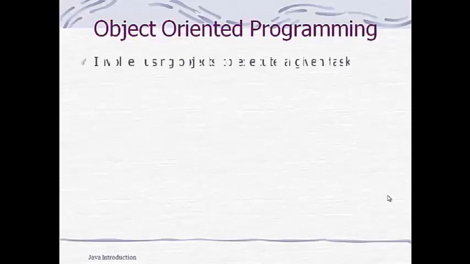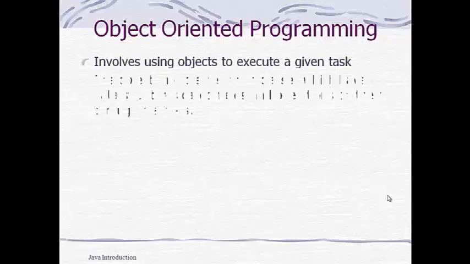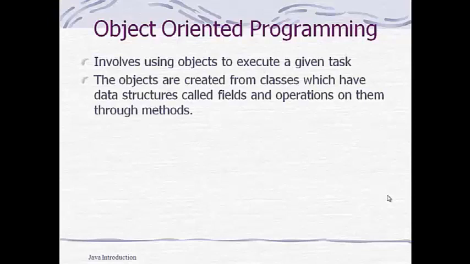Object-oriented programming involves using objects to execute a given task. The objects are created from classes which have data structures called fields and operations on them through methods.